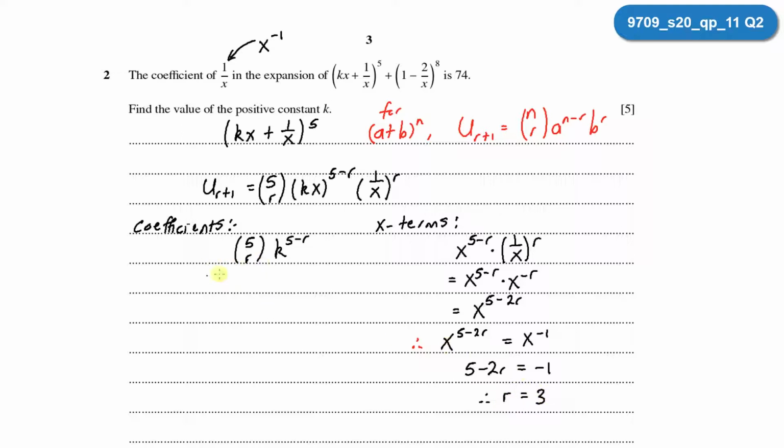So the coefficient will come out as 5 choose 3, and k to the power of 5 minus 3, which is k squared, and 5 choose 3 is 10, so we'll get the coefficient of 1 over x to be 10k squared. So that's how we can find the coefficient of 1 over x in the binomial expansion of kx plus 1 over x to the power of 5.